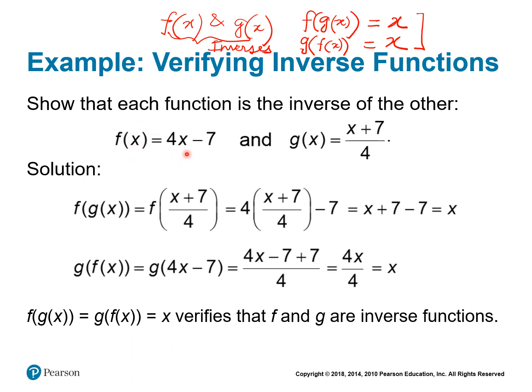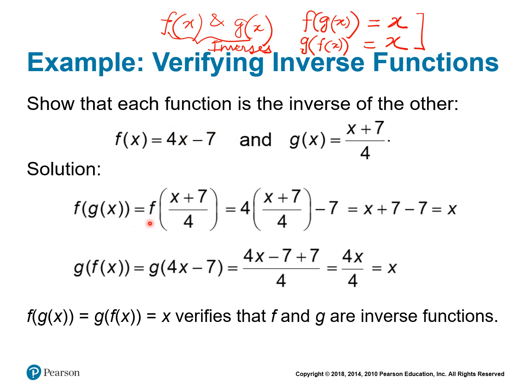f(x) is 4x minus 7 and g(x) is (x plus 7) divided by 4. What we have to do first is evaluate the composition f of g of x. We are working through a composite function here. We are taking g(x) and plugging it into the f(x) function. Whatever g(x) is, we have to plug it into x in 4x minus 7.